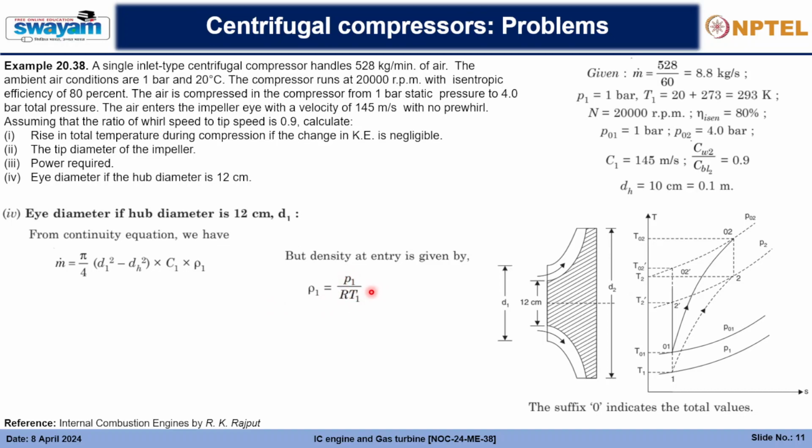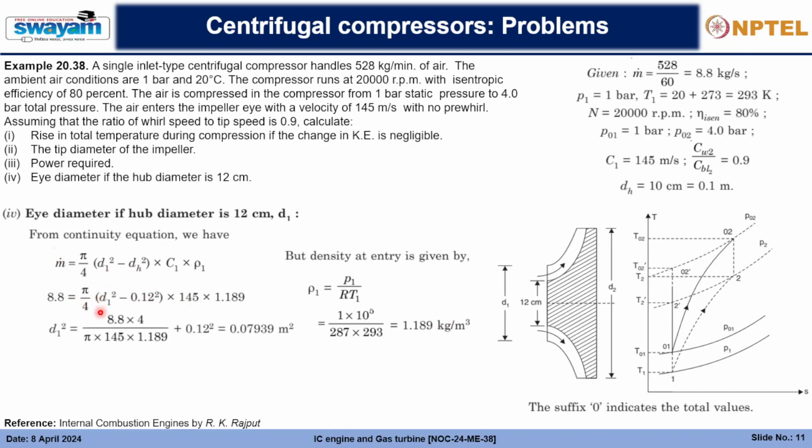So rho 1 is P1 by RT1, and we know the values of P1 and T1, the static pressures, and we'll get rho 1 to be 1.189 kg per meter cube. So we equate this for D1, and we get the value of D1 to be 28.2 centimeter. So that's the answer: 28.2 centimeter, whereas the hub is 12 centimeter diameter. So we have completed the second problem.